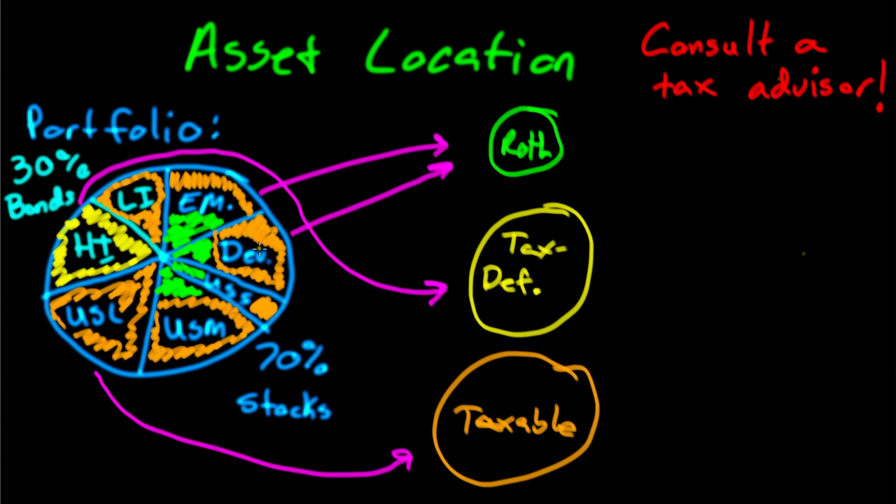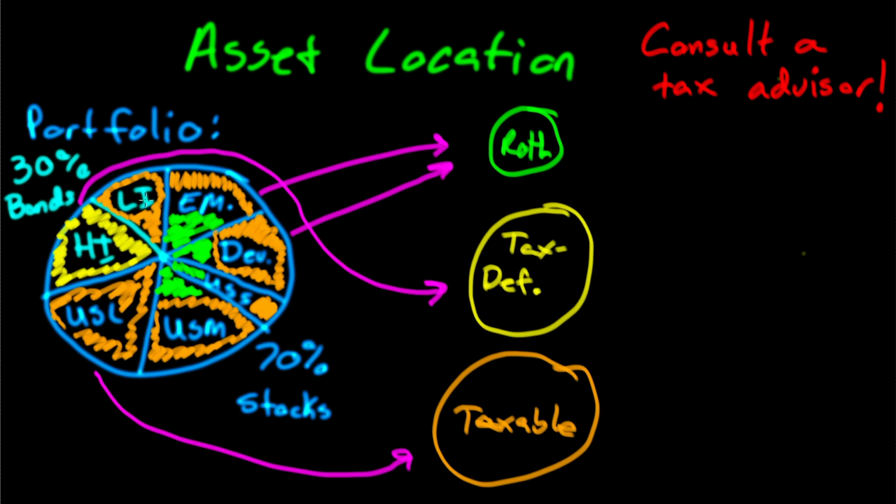Developed international and emerging markets, similar story. A good portion of developed international stocks pay qualified dividends. They can go to your taxable account. Then the rest would probably go to your Roth because they're expected to be high growth. Emerging market stocks, fewer emerging market stocks pay qualified dividends, so there's less orange here. More of them are expected to be high growth, but not receive qualified dividend treatment. They go into your Roth account.